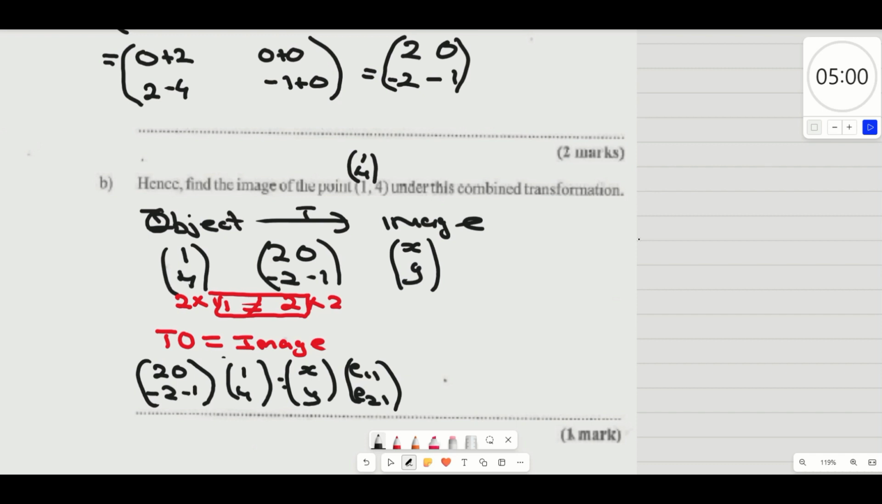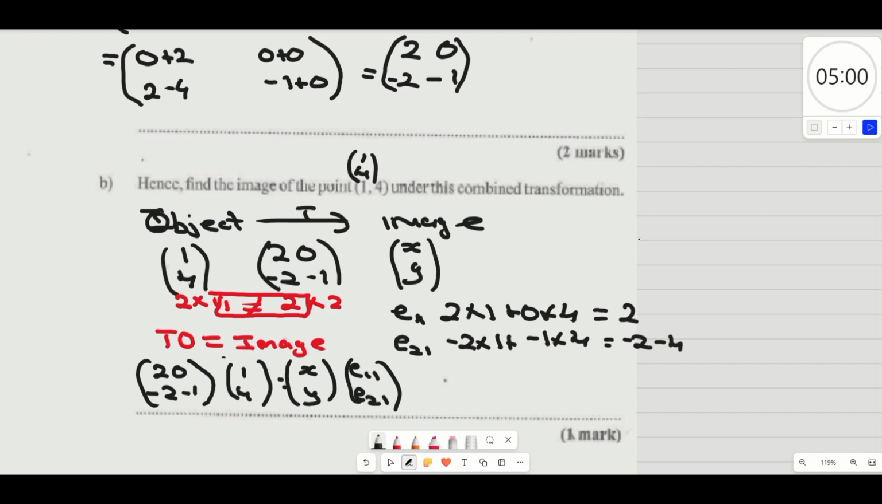E11 would be your first row by your first column. So it's 2 multiplied by 1 plus 0 multiplied by 4, which is equal to 2 plus 0, which is 2. And E21 would be minus 2 multiplied by 1 plus minus 1 multiplied by 4. That is minus 2 plus minus 4, which is equal to minus 6. So my coordinates would be 2 on top and minus 6 at the bottom, and that is how I would get this answer here.